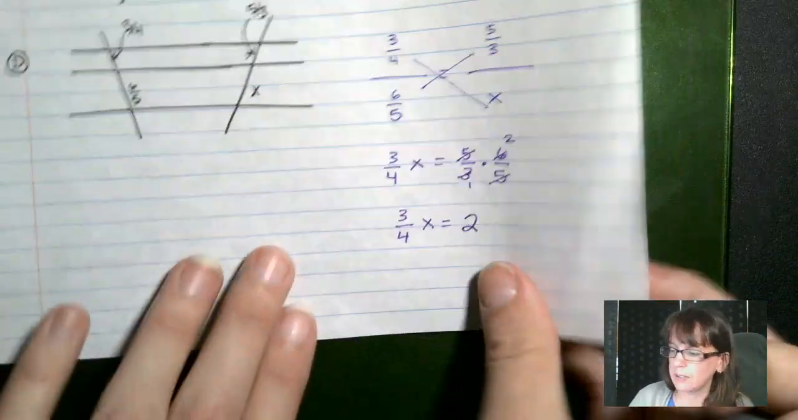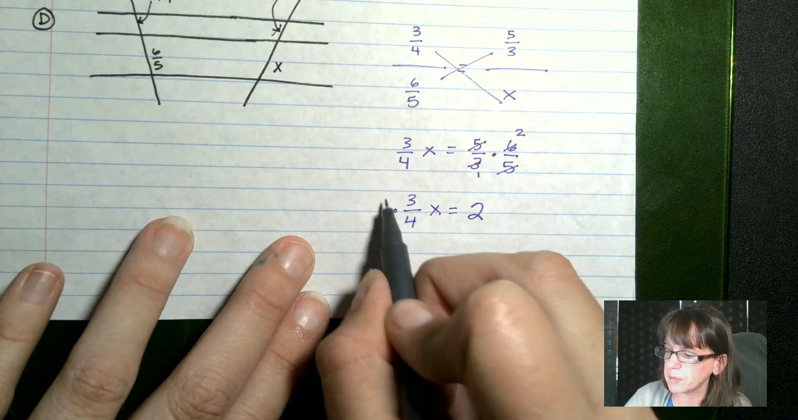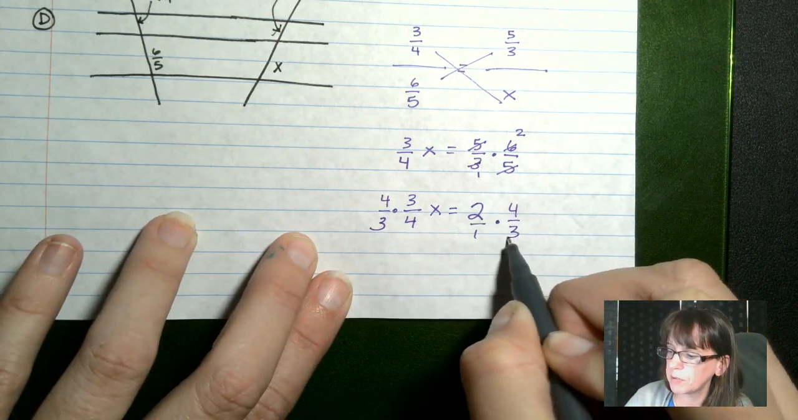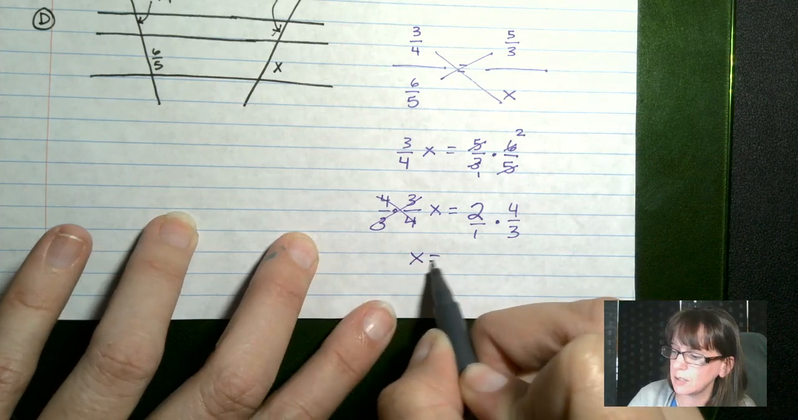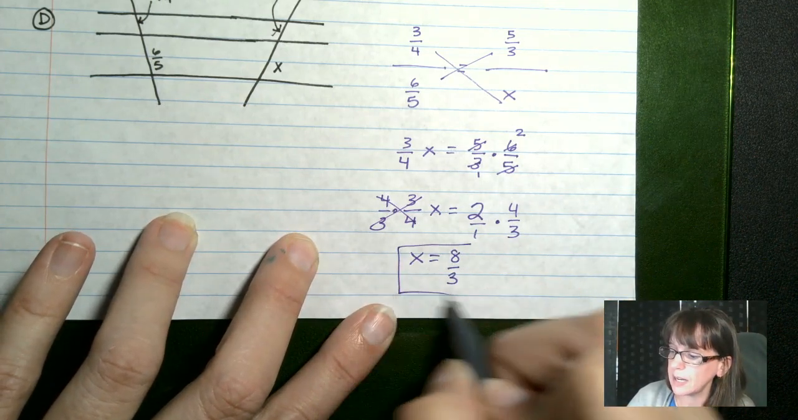If I'm multiplying here, the opposite of multiply is divide, but we never divide fractions. We multiply by the reciprocal instead. Put that over 1, multiply that by 4 over 3. Cancel, cancel. X equals 8 over 3. So my answer is 8 over 3.